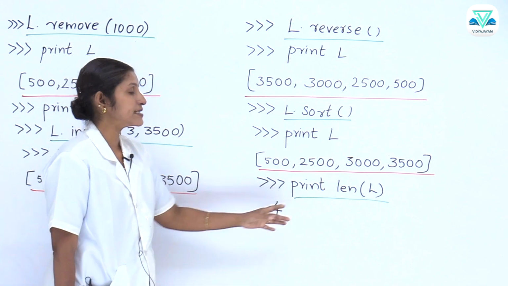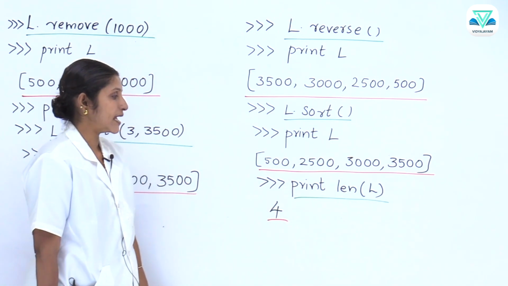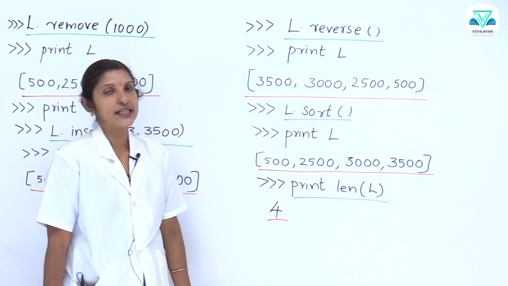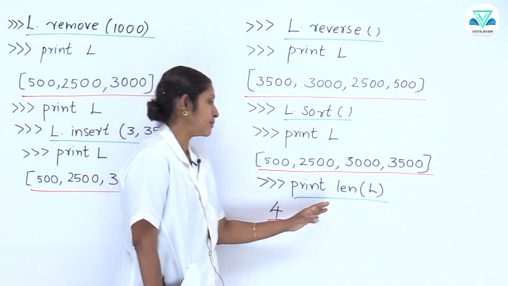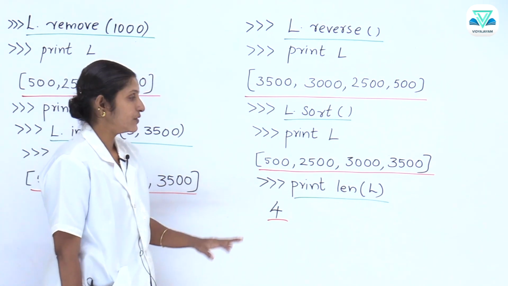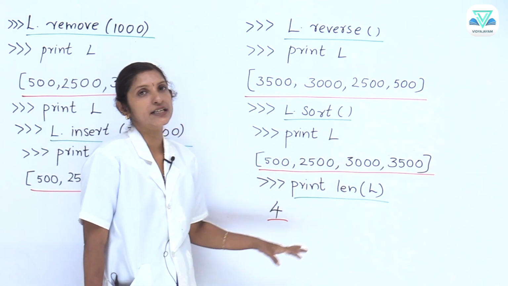The next function is the len function, which helps us to find the number of elements in the list. So when we take print(len(L)), automatically it will print 4, which indicates that there are 4 elements in the list.